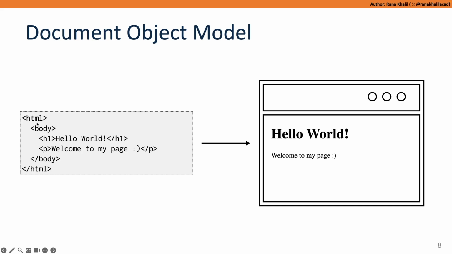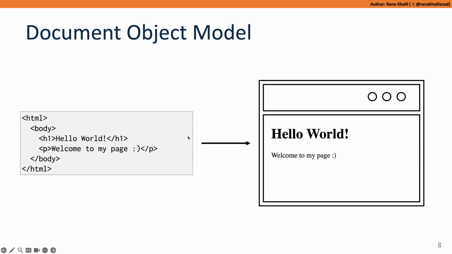In the HTML document, we've got an HTML root element, a body element, and inside the body element, we've got two elements. The first one is the h1 tag, which defines the HTML heading. In our example, the text says Hello World. And the second element or tag is the p element, which defines an HTML paragraph that contains the text Welcome to my page.